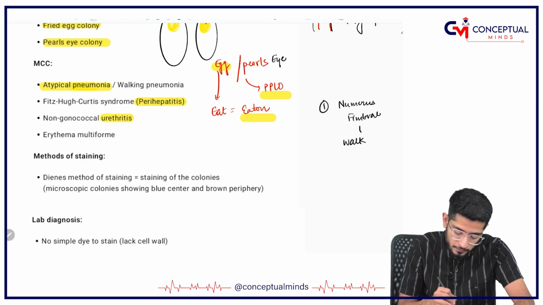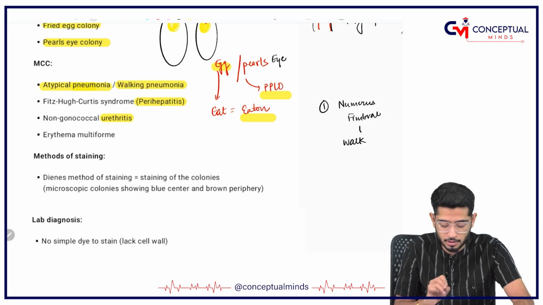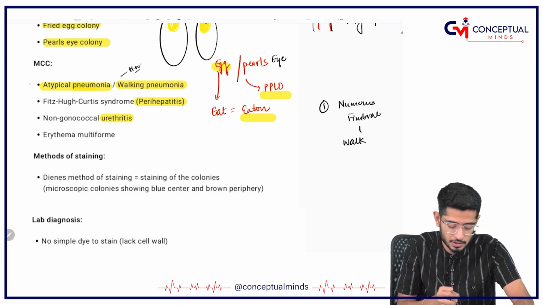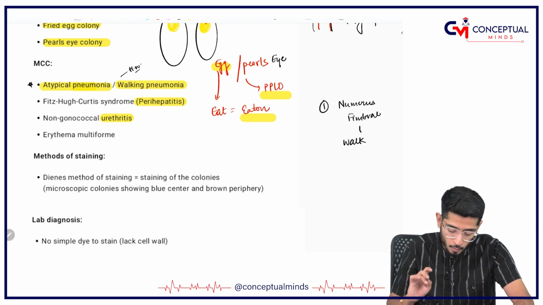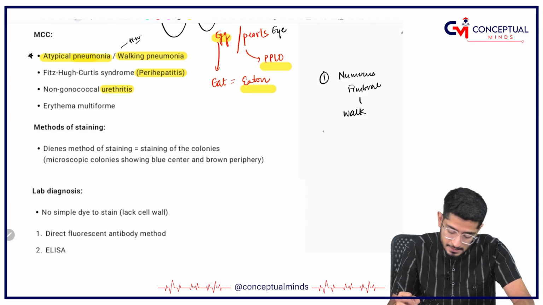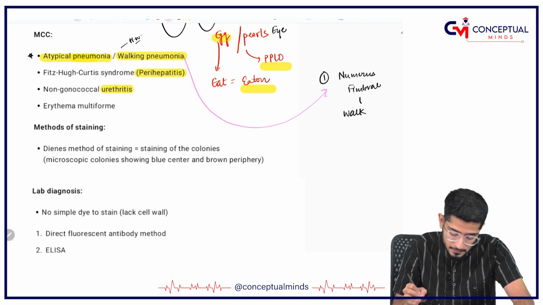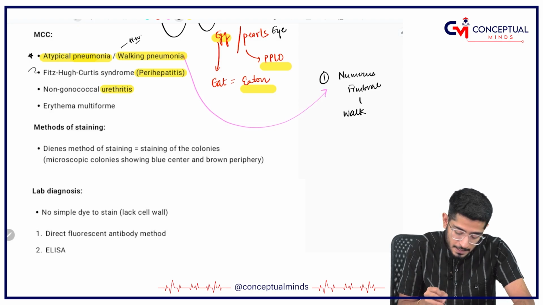So the first thing you have to remember, they cause walking pneumonia or atypical pneumonia. Now what does walking pneumonia mean? This is your homework. Just search it and write it down in the comment section. Second thing, it is also responsible for causing perihepatitis. I think the mnemonic is clear to you. This is the mnemonic for this. Second thing is perihepatitis.